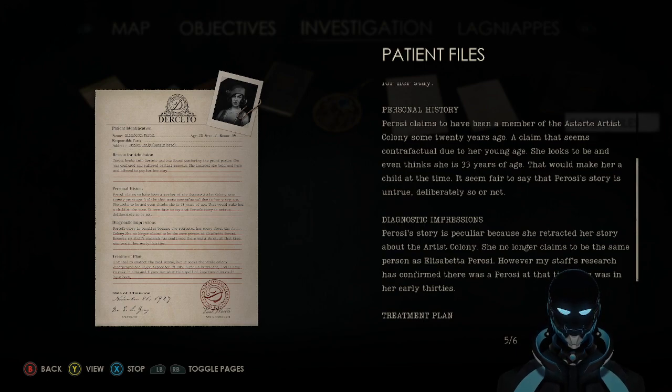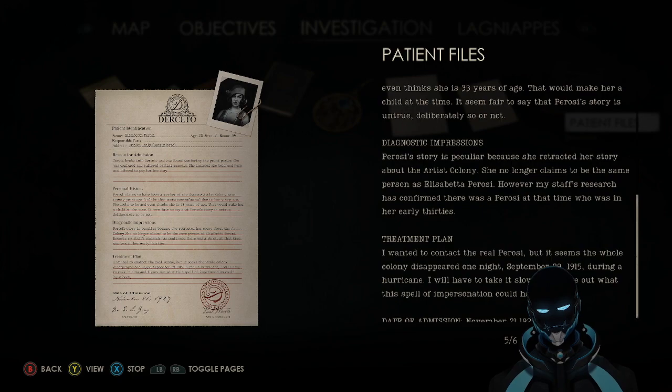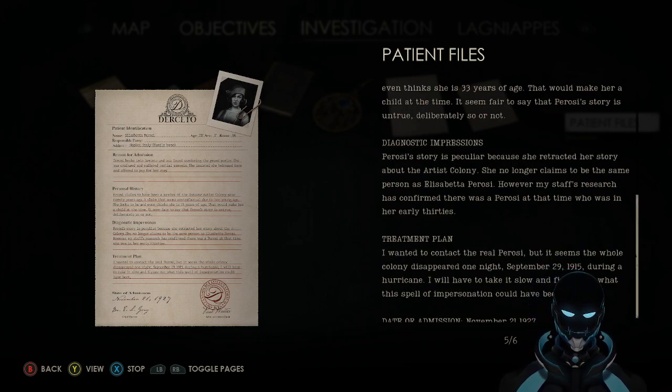Perosi's story is peculiar because she retracted her story about the artist colony. She no longer claims to be the same person as Elisabetta Perosi. However, my staff's research has confirmed there was a Perosi at that time who was in her early 30s. I suppose this case will take some time to investigate. How will you go about it?